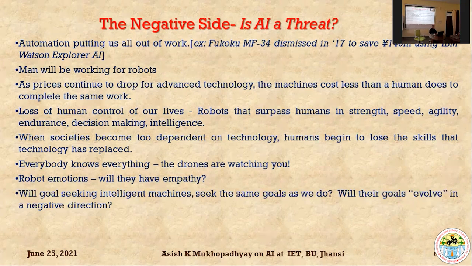Will goal-seeking intelligent machines seek the same goals as we do? Will their goals evolve in a negative direction? Very important question. We all are human beings, grown up from our families. Few of us become geniuses doing a lot of research. Some work for mankind, but some have too good a brain and misuse it. Like Harshad Mehta, that scam case. He was the most knowledgeable person in the share market. He utilized it for a bad purpose.